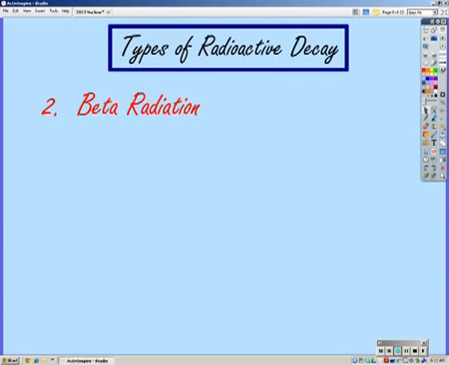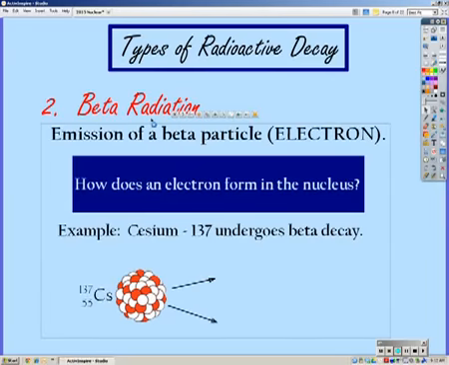Beta radiation consists of fast-moving electrons formed by the decomposition of a neutron in an atom. So a beta particle is simply an electron. The thing that makes it different is this electron is formed in the nucleus. So how can we have an electron coming from the nucleus?